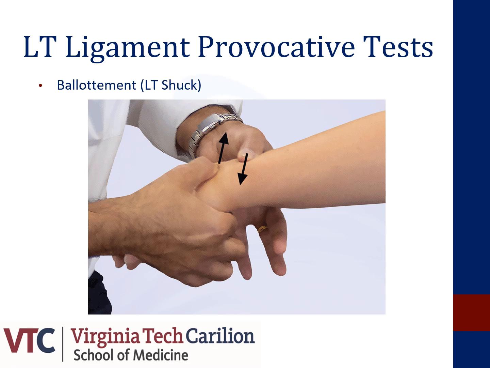The ballottement or LT shuck test is a lunotriquetral provocative maneuver. It's performed by grasping the lunate between the thumb and index of one hand and applying an alternating dorsal and volar load across the triquetrum, utilizing the thumb and index finger of the other hand. A positive test would be indicated by pain, crepitus, or increased laxity.